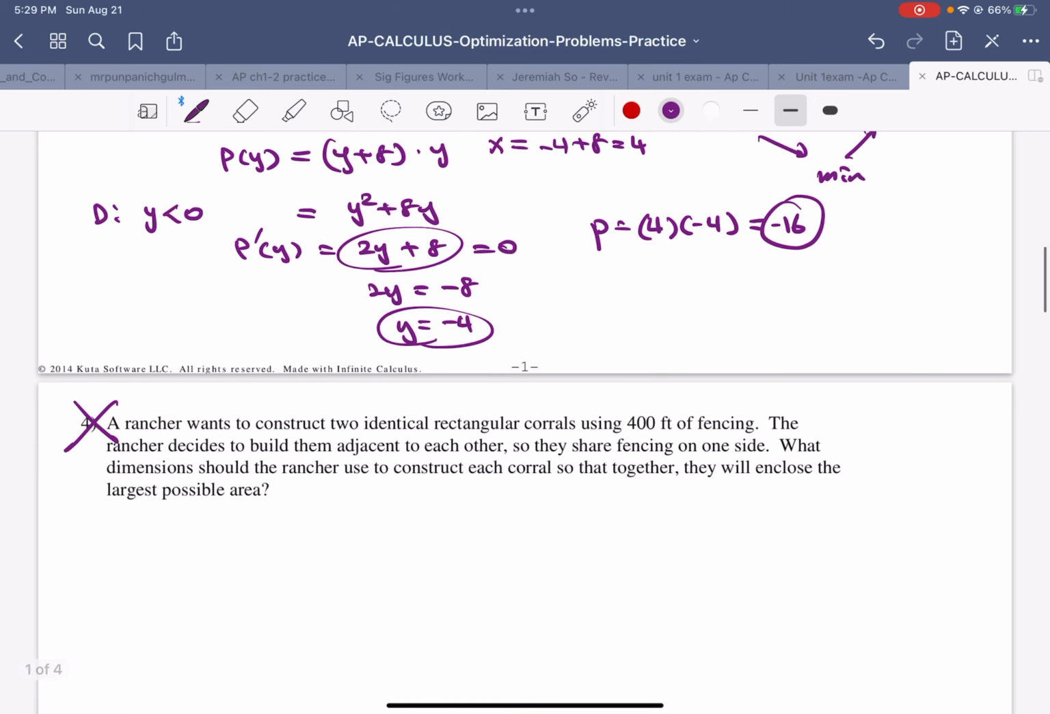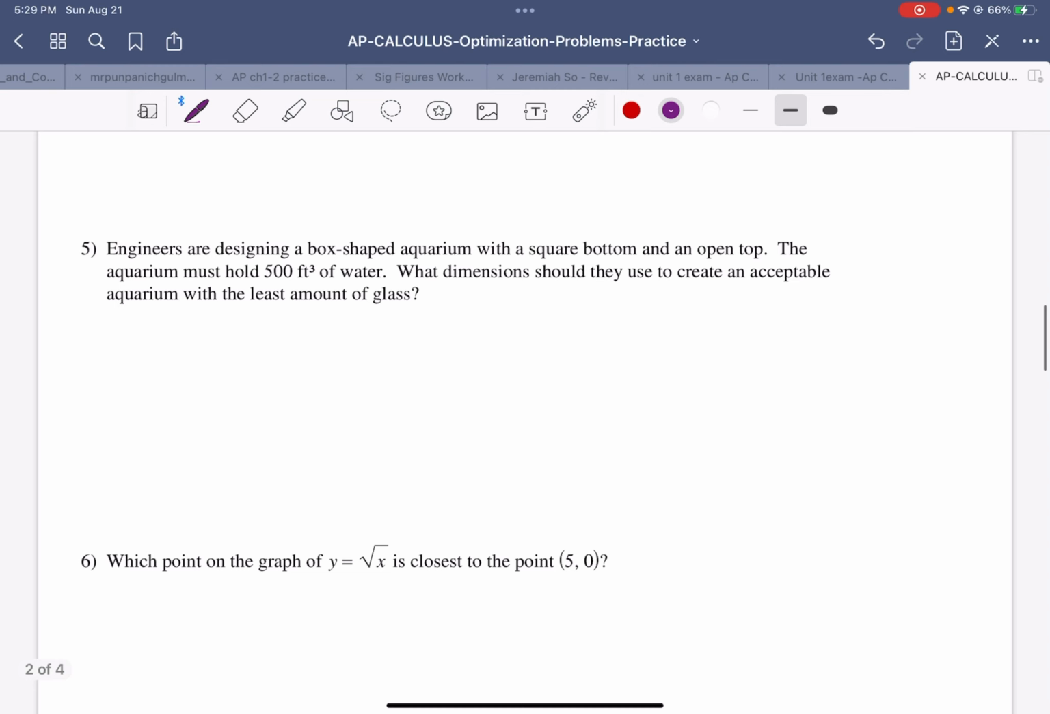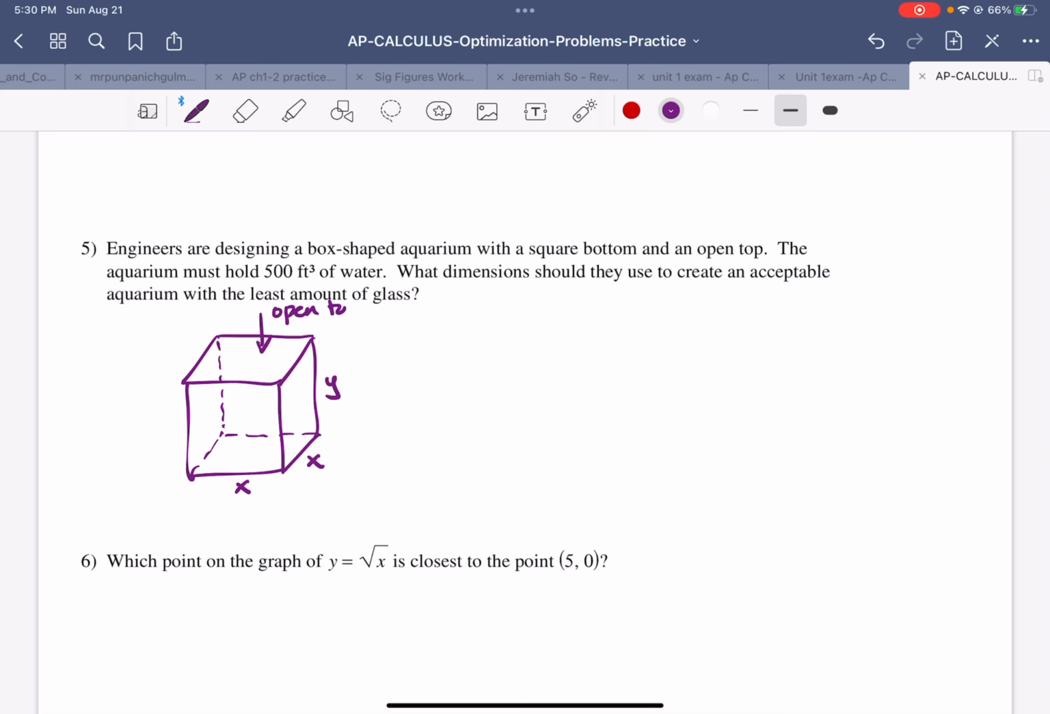Number 4, I'm going to skip because that's basically the same thing as the other one. Number 5. Let's look at number 5. Engineers are designing a box-shaped aquarium with a square bottom and open top. So let me quickly sketch the aquarium. You have a square on the bottom. Let's label it here x, x, and this is y. And here is the open top.